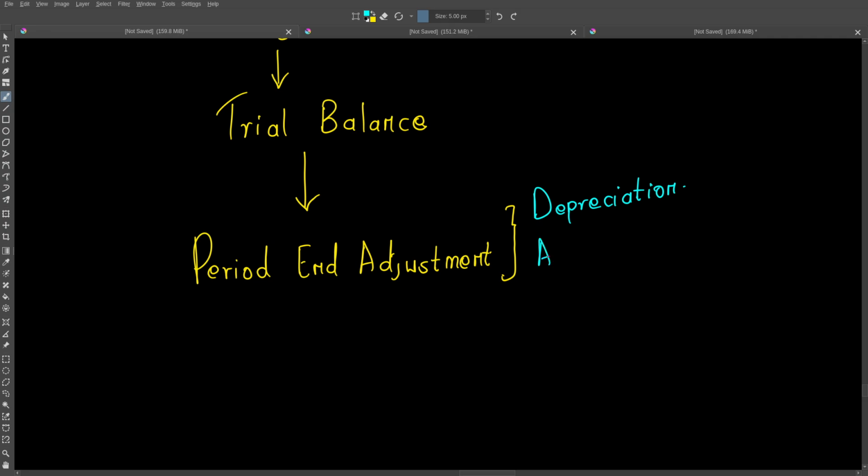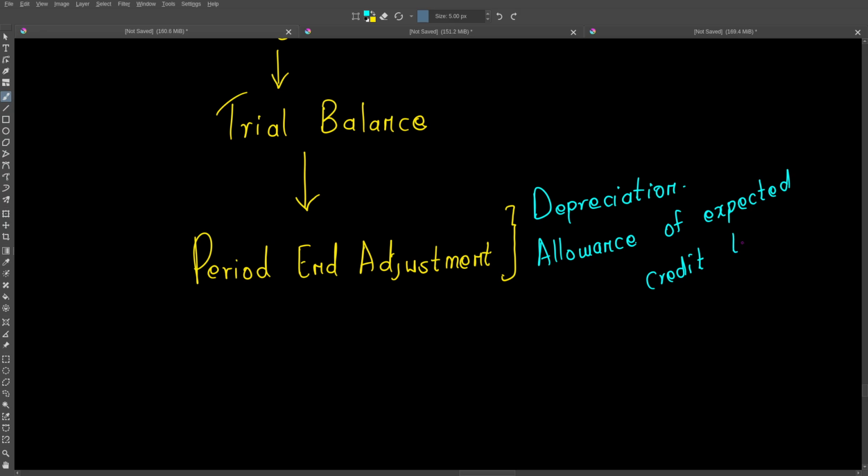These are examples of the period end adjustments that you are going to expect. We have allowance for expected credit losses. This is what was commonly known as the allowance or provision for doubtful debts or bad debts.